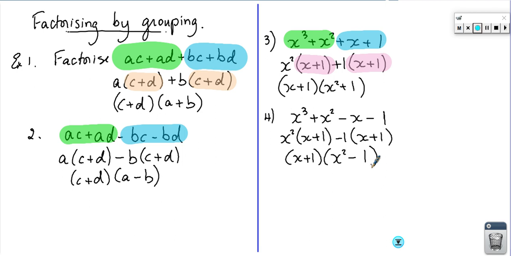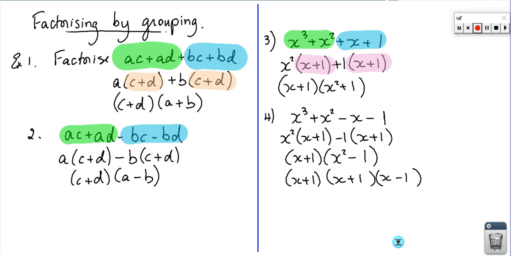X squared minus 1, as you can see, this time can be factorized because x squared minus 1 is a difference of two squares. Note that here x squared plus 1 could not be factorized because it's not a negative, it's not minus. So now I'm going to factorize x squared minus 1. So I have x plus 1 and x squared minus 1 factorizes to x plus 1, x minus 1. And that is our final result for that problem. Let's see some more examples.